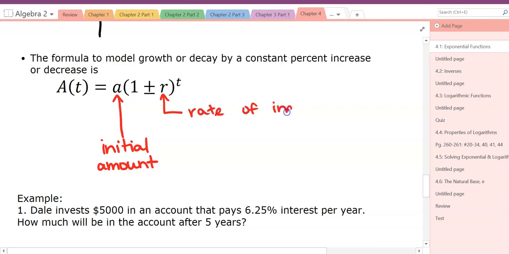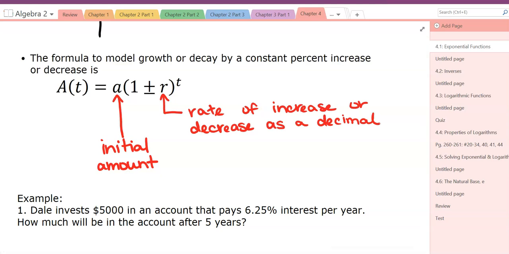So rate of increase or decrease as a decimal. So increase would be if you have to pay interest on something, or if you're making money back, like if it's compounding for you and whatever money you have in the account, you accrue interest on it like yearly or like quarterly or something like that. Decrease would happen if you're talking about something losing value over time. Cars is a really good example.